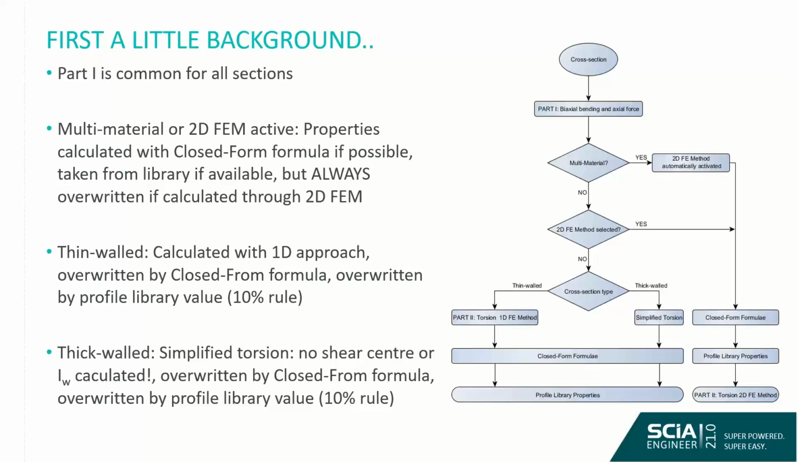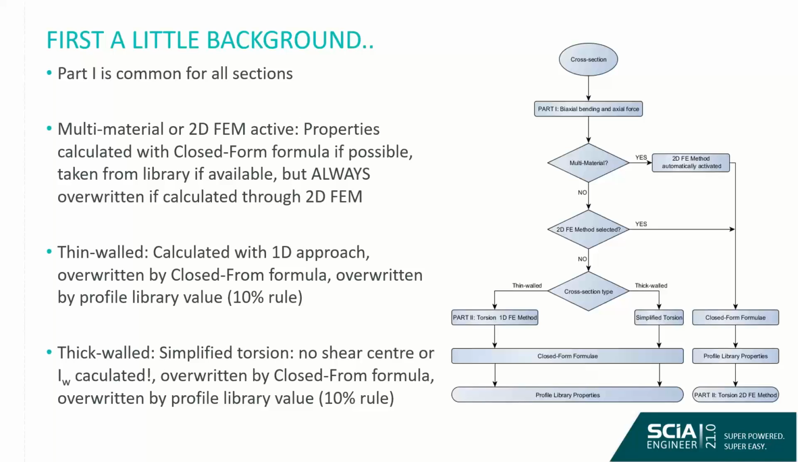And after that, we will do a 2D finite element calculation. And the results from this, so all the characteristics that come out of the 2D FEM calculation, will again take priority above these two other options. So if I'm looking at a section characteristic and I have a closed form formula, I can find it in the library, but it's not calculated through the 2D FEM method, then the value from the profile library is the one that's being used in this case. Okay. It's a bit complicated, but actually the graph in the end will let you know what's happening.